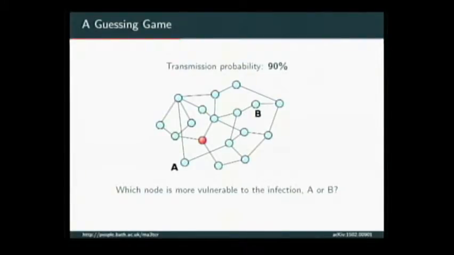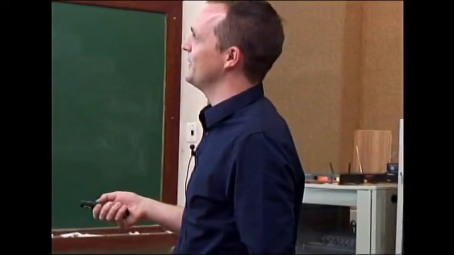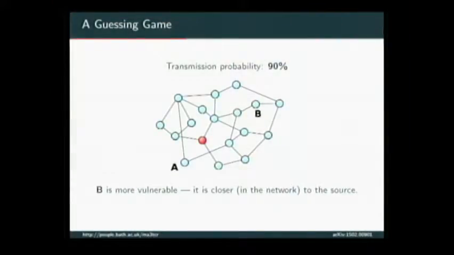Okay, that's pretty evenly split, actually. So I think the answer is B. So can a brave person who voted B tell me why? Yeah? No, it's closer. It's closer, right? So you're right. You're exactly right. So B is 3 steps away. So you only need to have 3 transmission events for B to get sick, right? Whereas A is 4, okay? So really simple, right? Let's try again.